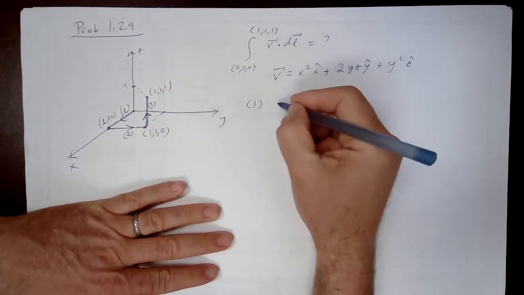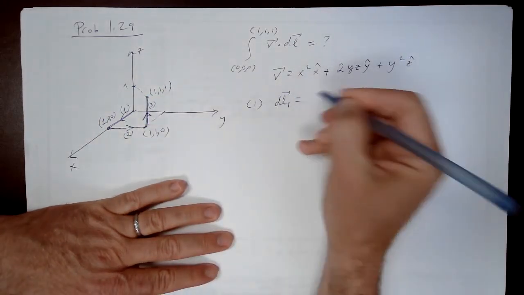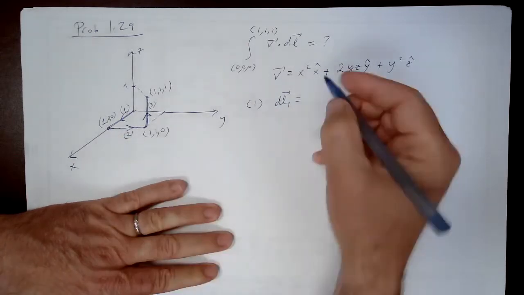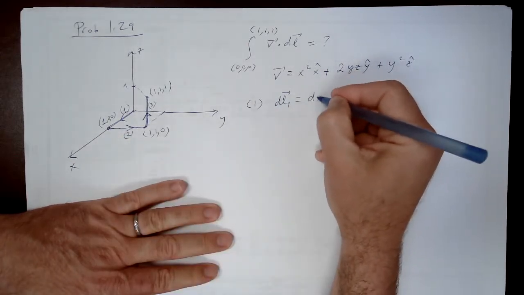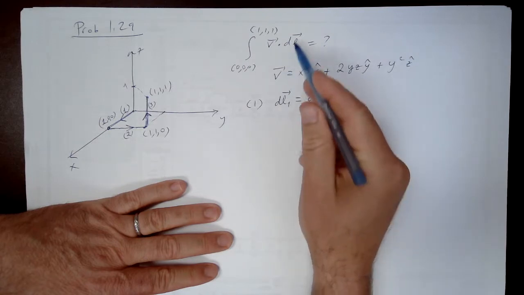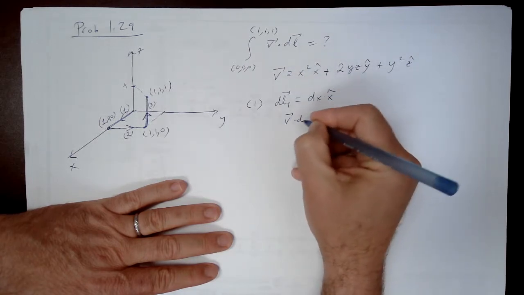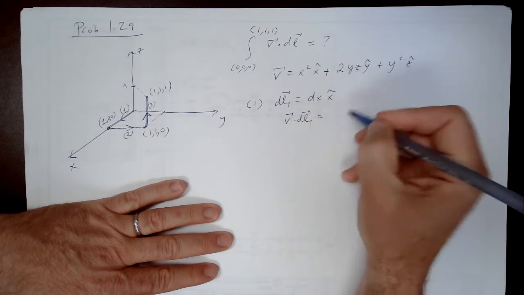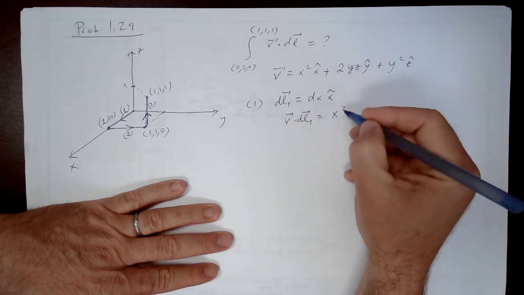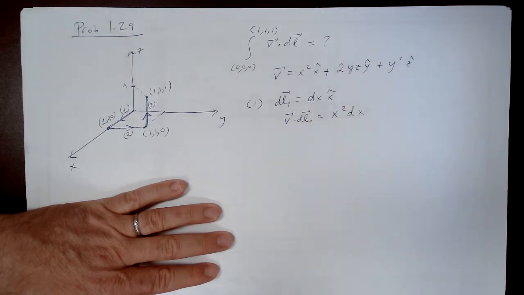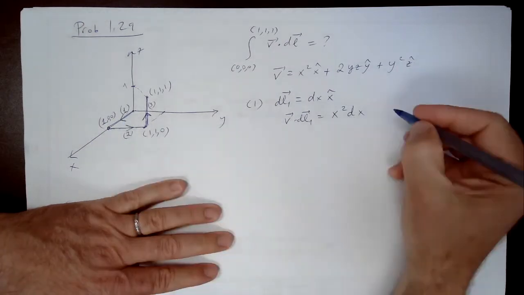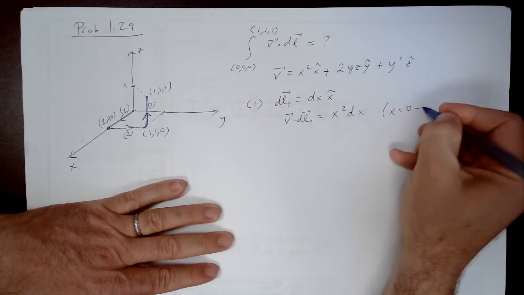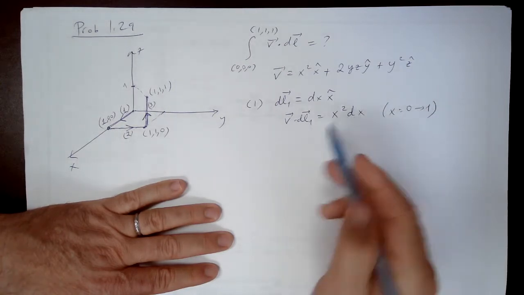For number 1, what is dl1? It's along the positive x direction, so it's dx x hat. If I do v dot dl1, I care only about the x component. That's going to bring me x squared dx. And x goes from 0 to 1. That's the only thing I need to know.